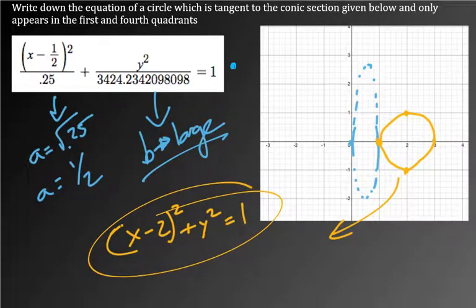So if you put this equation of a circle into Desmos and this into Desmos, it would give you some super tall, skinny ellipse. And then this circle would just be tangent, touching it in one spot, and it would be in the first and fourth quadrants. Kind of a weird question, but it's a good one to make you think about the picture.